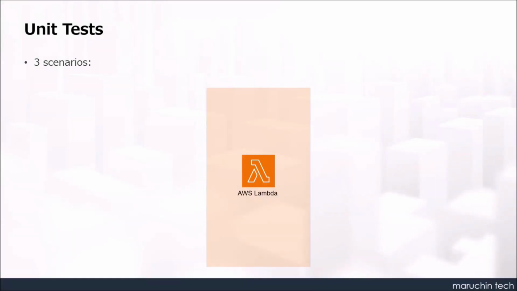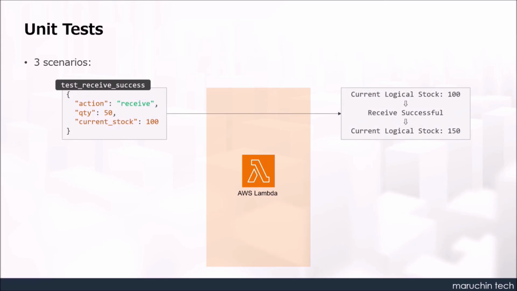Now that the Lambda function is deployed, we will proceed to execute the unit test. Here is the overview of the unit testing plan. In this unit test, we will define and execute tests for 3 scenarios: inbound, outbound success, and outbound failure. For inbound, we use sample data where the current inventory is 100 and the inbound quantity is 50. As the test result, we expect the inventory to be updated to 150.